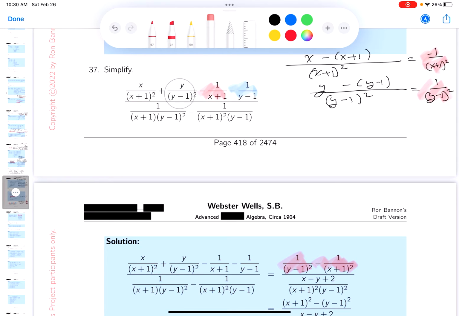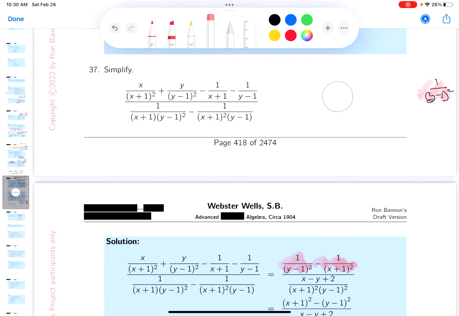I'm going to start to erase this over here, and I want to work on the bottom now. All right? The top's okay. I'm not saying it's done. I'm just saying it's a lot easier to look at that top than the top I had originally. Let's go to the bottom.